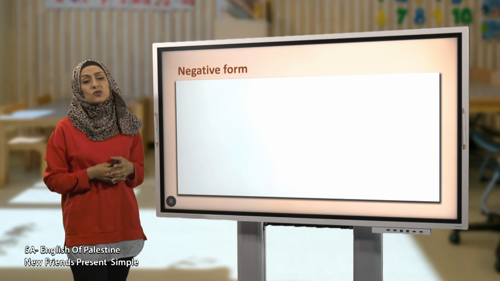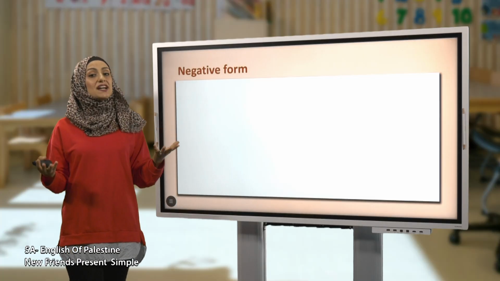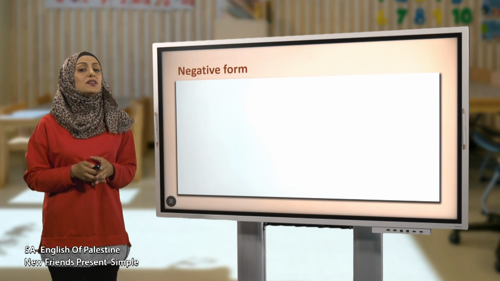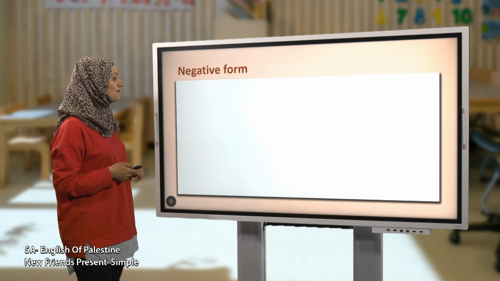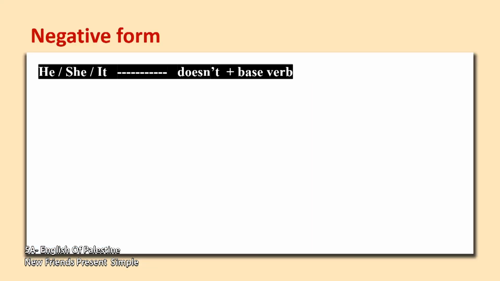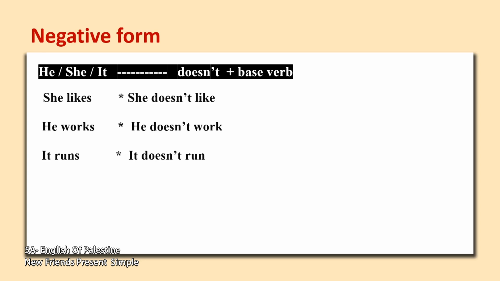Now, sometimes we need to use the negative form of the things that we are talking about. Let's learn how we use the present simple in the negative form with not. It's very easy. If the subject is he, she, or it, remember to add doesn't before the base verb. So we say she doesn't like, he doesn't work, and it doesn't run. So we use doesn't with he, she, and it.